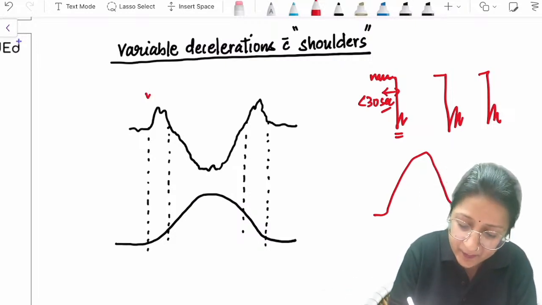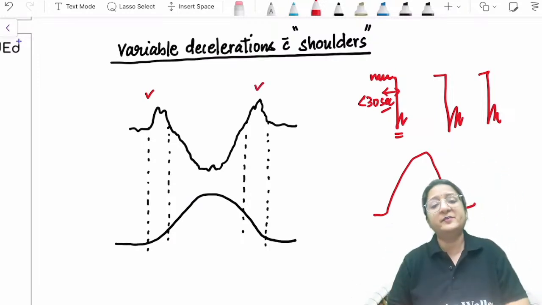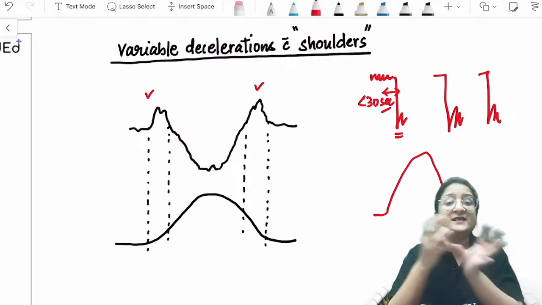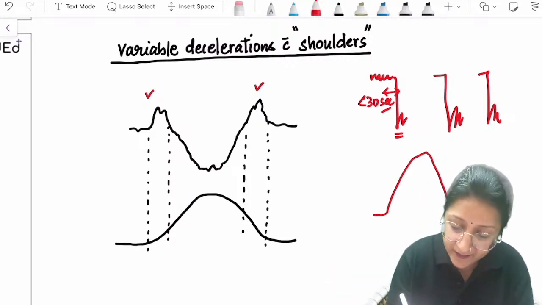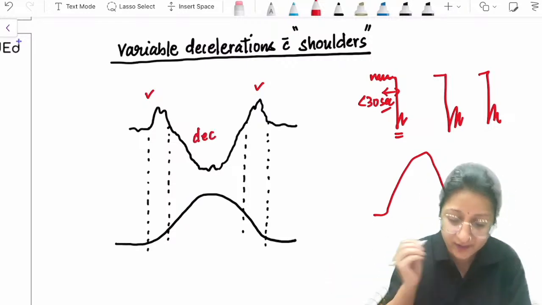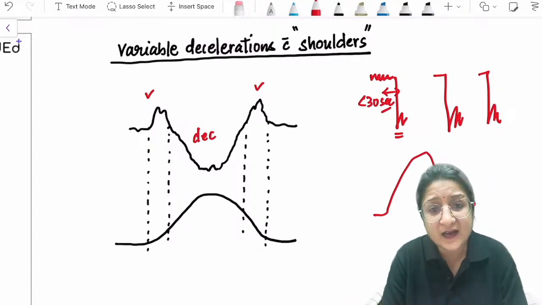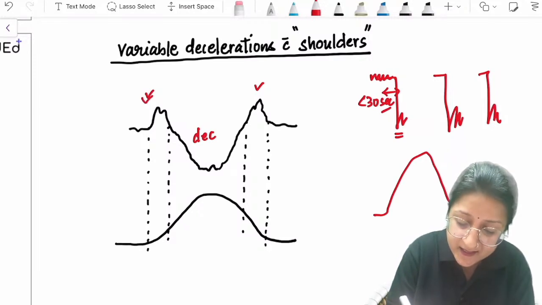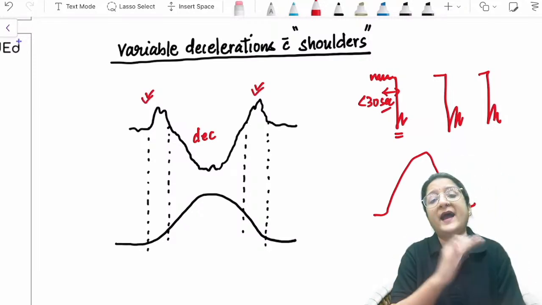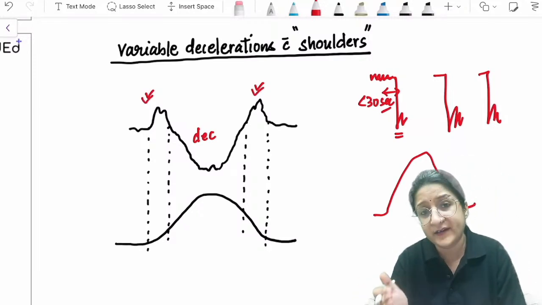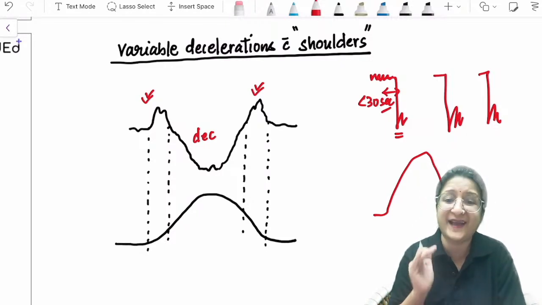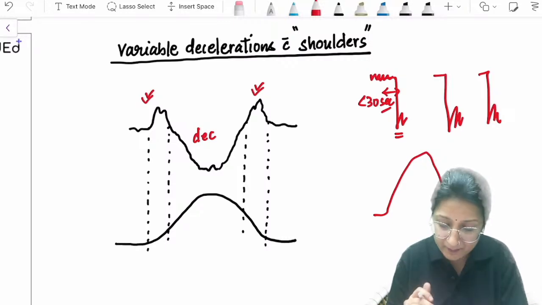But this is very typical of variable decelerations: shoulders, that is acceleration before and acceleration after the deceleration. So this is a deceleration, but we will not call it an early deceleration. This is a variable deceleration because it has these accelerations before and after. This is called variable decelerations with shoulders. So this is also an extra edge to remember.